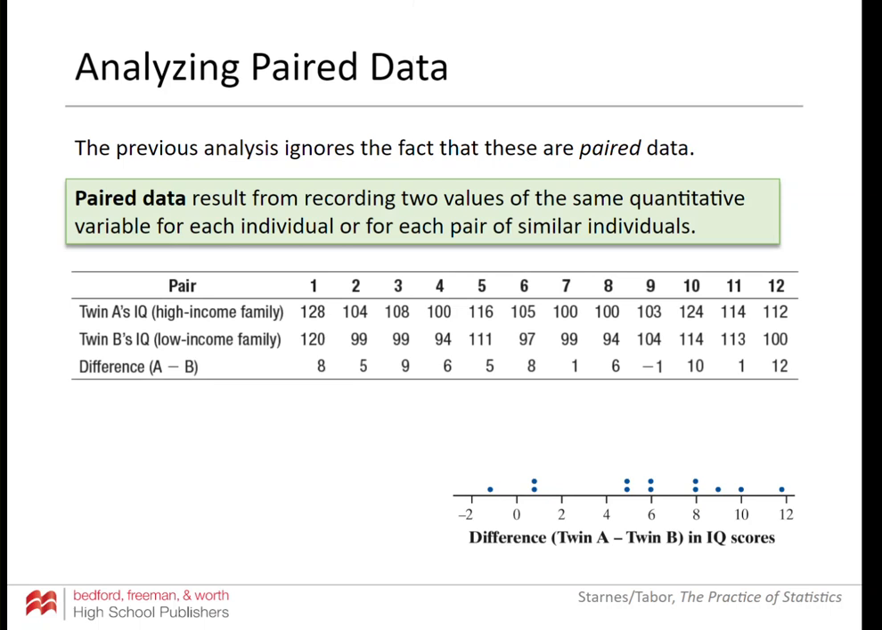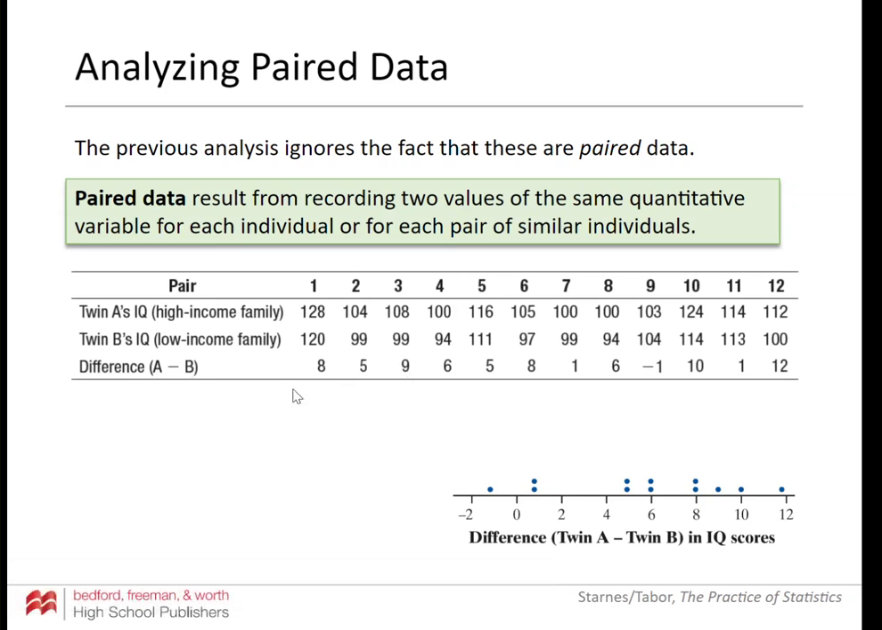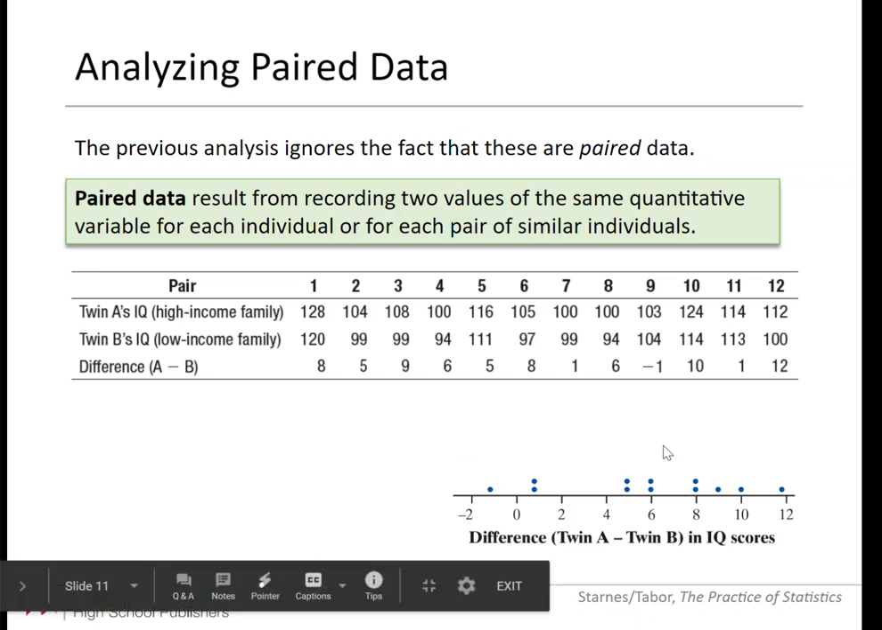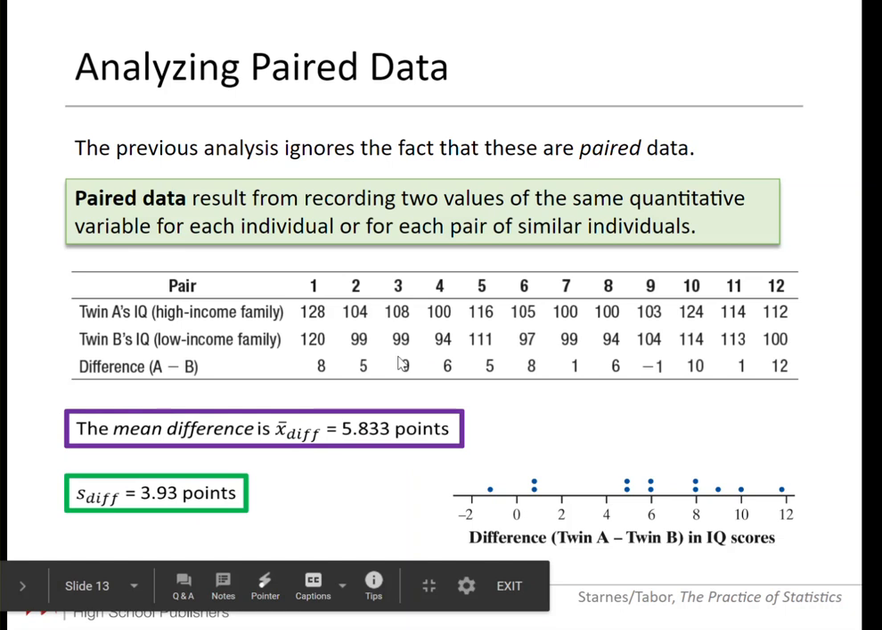So instead, we want to look at the difference. In this case, we're going to do twin A's score minus twin B's score. And you can see that in all but one pair, twin A had a higher IQ. If we graph the differences on this dot plot, we've got that there. The mean difference, which we're going to denote as x bar sub diff, or you might see x bar sub d, is 5.833 points. So on average, twin A had almost 6 IQ points higher than twin B. The standard deviation of the difference is 3.93 points. Remember, these calculations are coming from this last row.